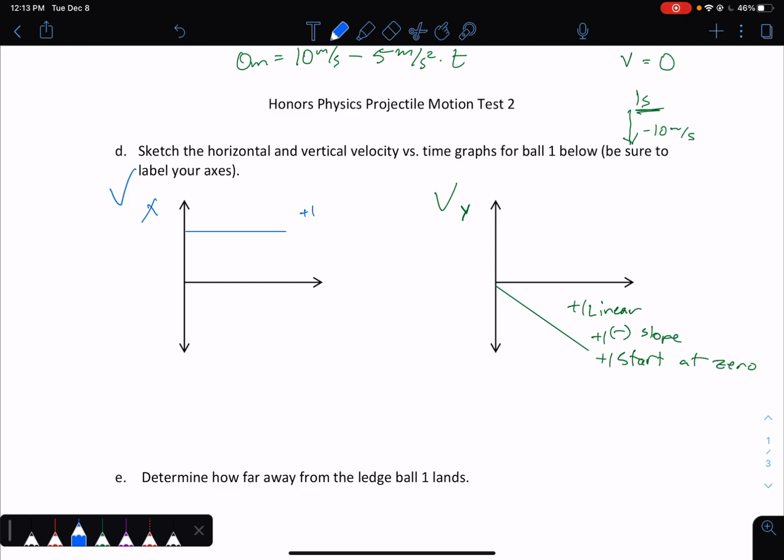Over here, you got a point for saying it was flat, and then +2 points for saying it was not at 0, so at some non-zero value.